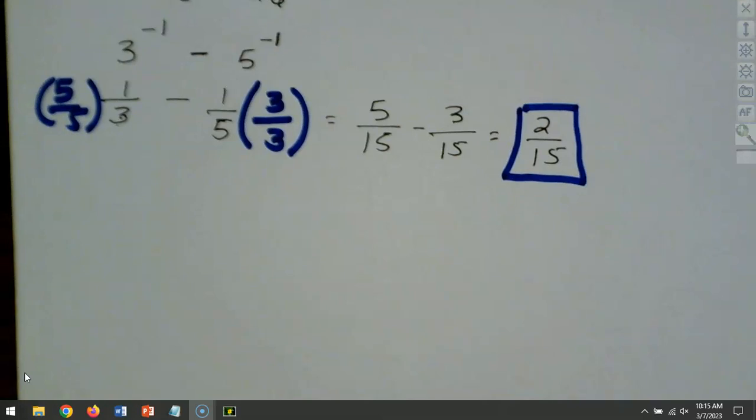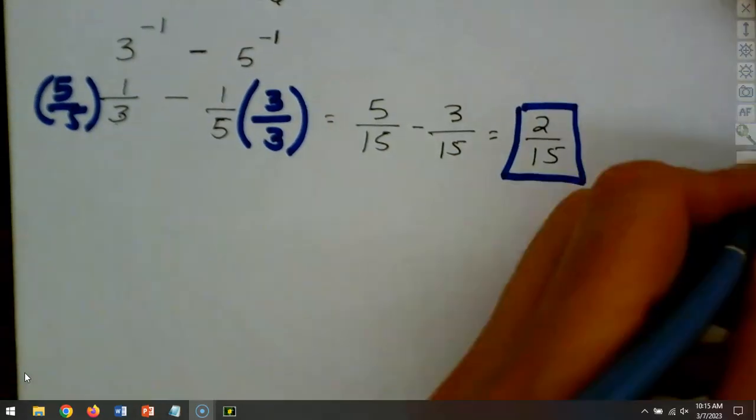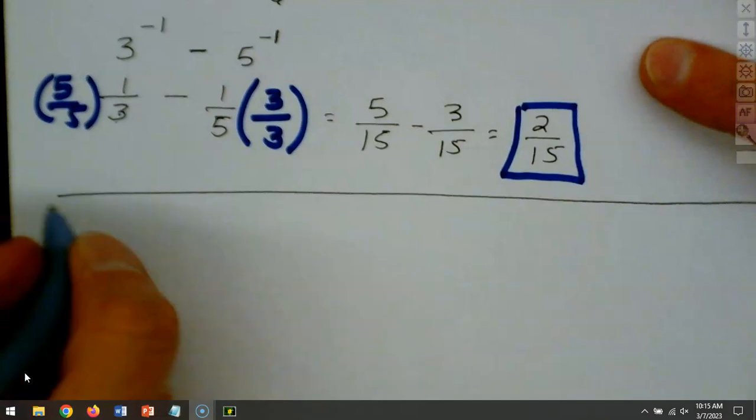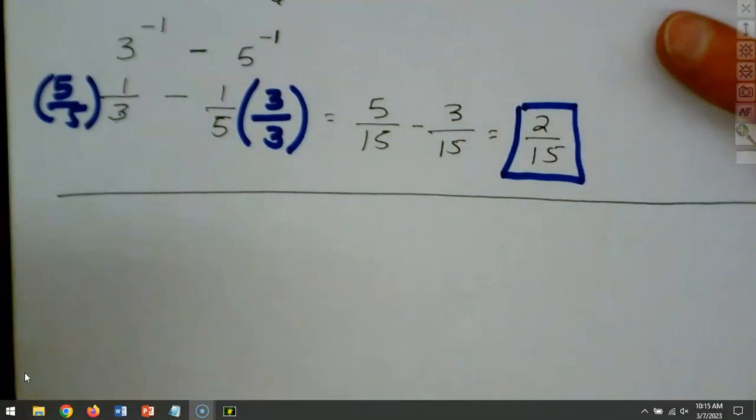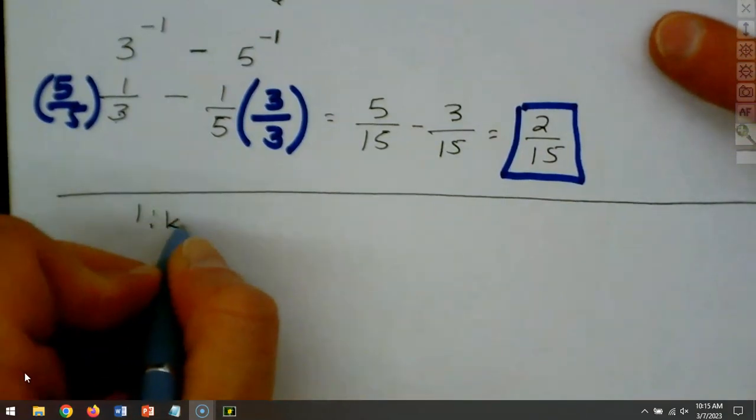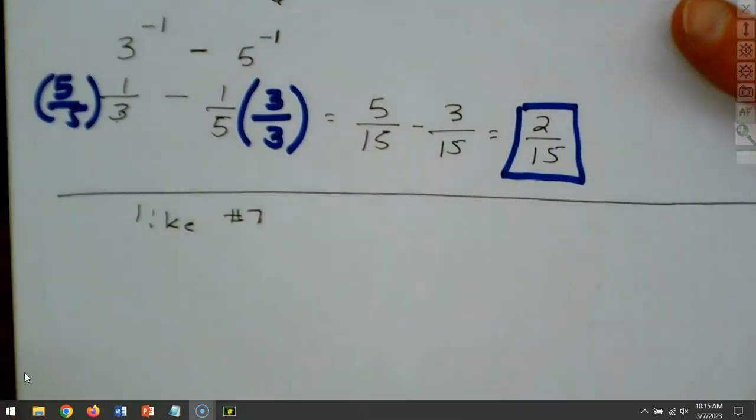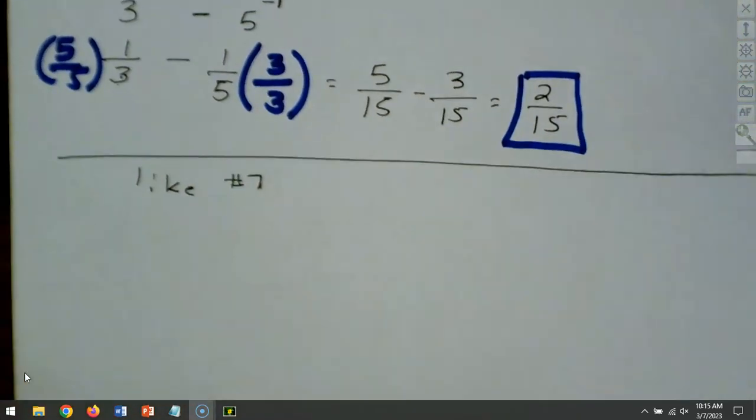Now let's look at another one. How do we do something like this? This is going to be like question 7. Different numbers is all it has.